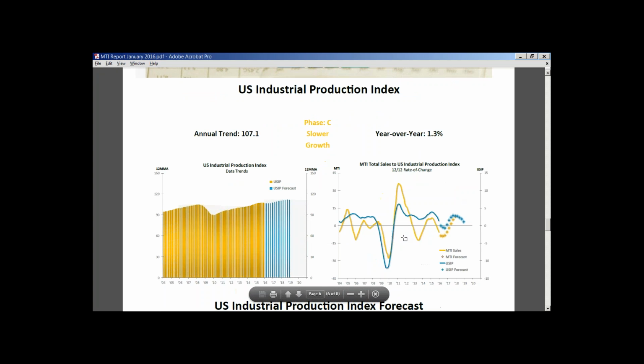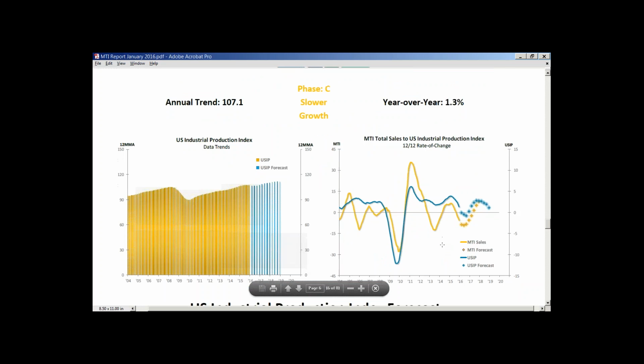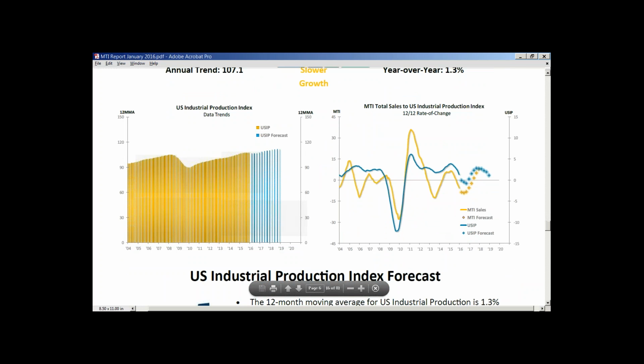Industrial Production Index. And I wanted to zoom in on this very quickly to explore it in a bit more detail. Basically, what you have is the 12/12 rate of change for MTI sales, along with our forecast for your business, represented in the yellow, and the 12/12 rate of change for industrial production and its forecast represented in the blue. The reason why this series is such a good indicator for what's going to happen to your business is because the rates of change follow each other through the business cycle, highs and lows, very consistently.